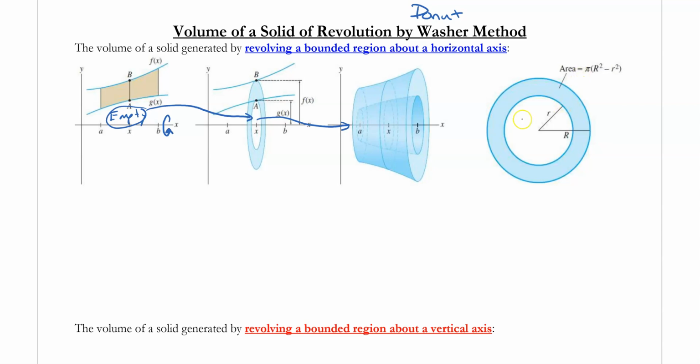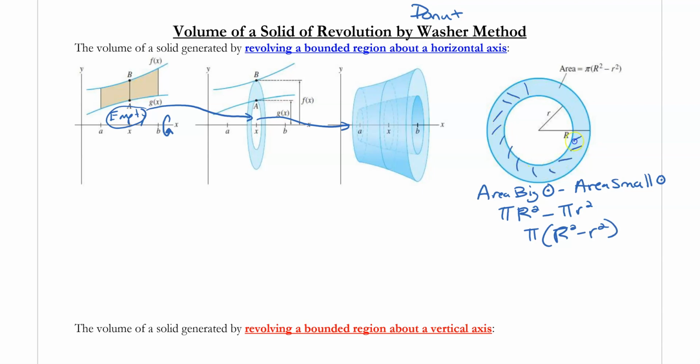If we have a donut-type shape or a washer-type shape, we would basically do the area of the big circle minus the area of the small circle. So that would be pi, I'm going to use capital R, pi R squared minus pi r squared, and we can factor out the pi's, so we get this calculation. That would be the area of all of this space right here. That's how I would calculate that. So this is our cross section, the area of our cross section.